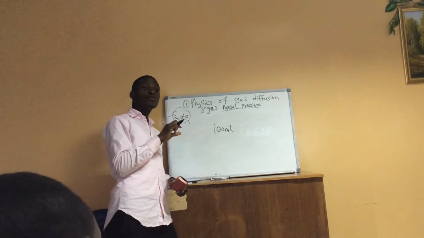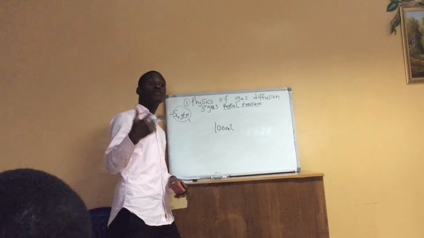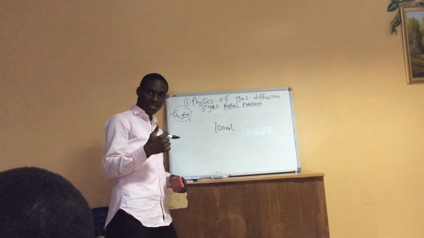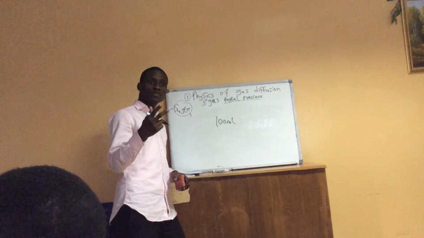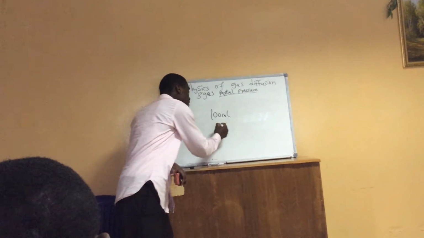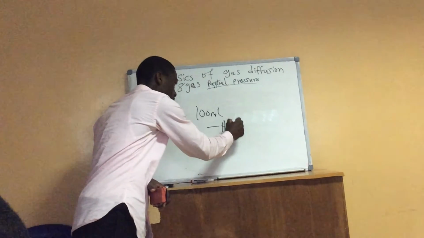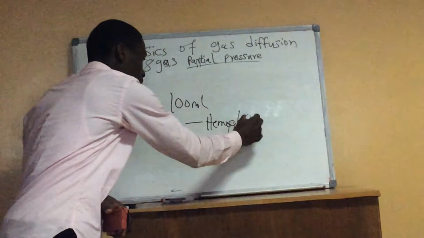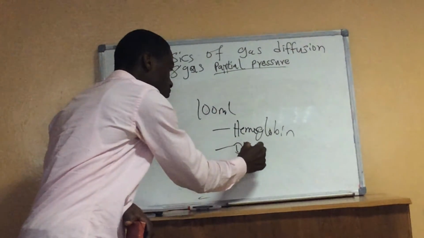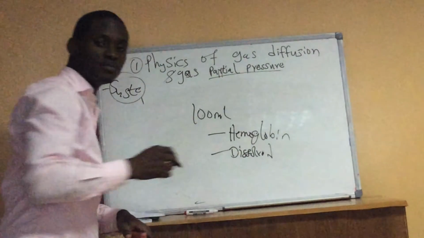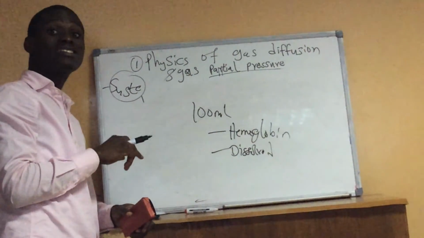For us to get the concentration of oxygen in 100 ml of blood, we have to talk about the transport forms of oxygen. Do you understand? Oxygen is transported in two forms. The first form is by hemoglobin, and the second one is in dissolved form.